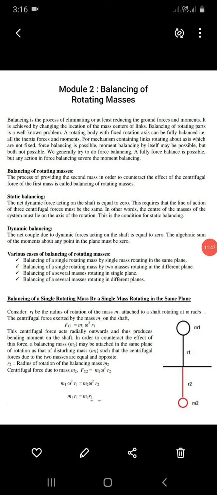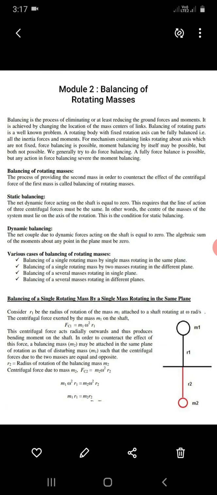In static balance, the net dynamic force acting on the shaft should be zero. It also requires that the line of action of the centrifugal forces must be the same. In other words, the center of masses should lie on the axis of rotation, as I said. So this condition is called static balancing. In dynamic balancing, the net couple due to dynamic force acting on the system should be zero. Therefore the algebraic sum of the moments about any point must be zero.